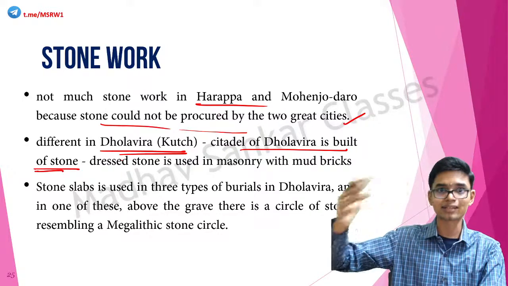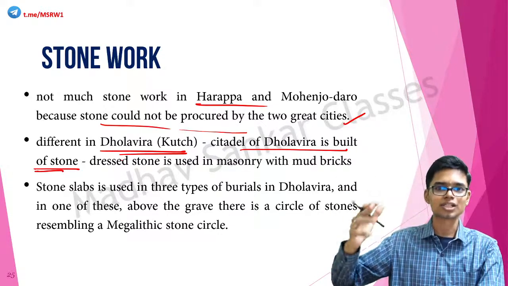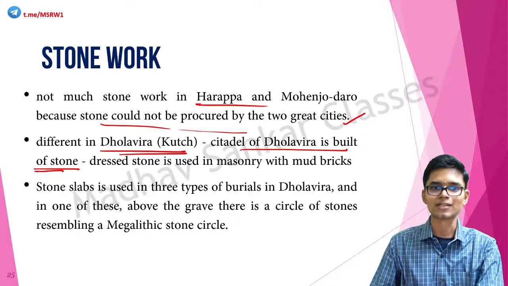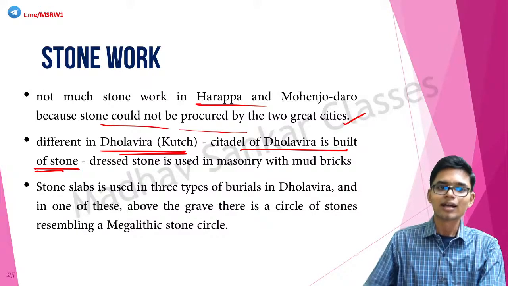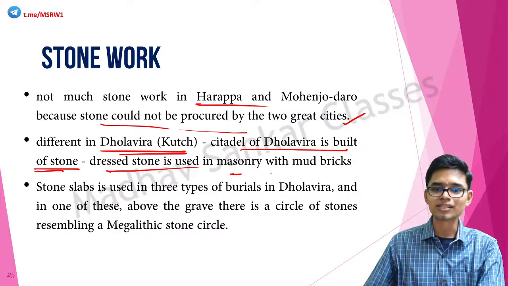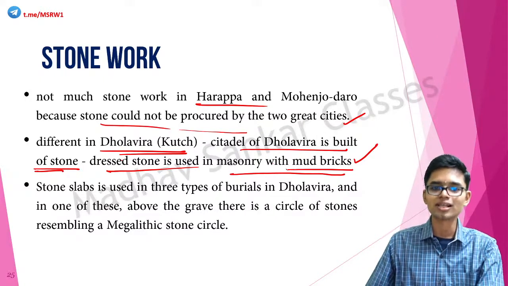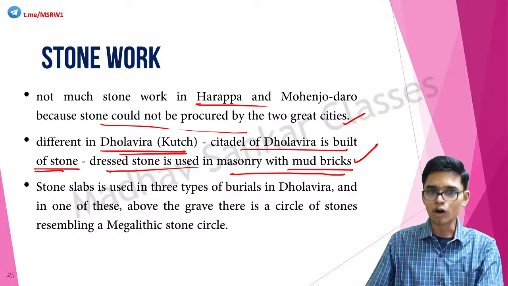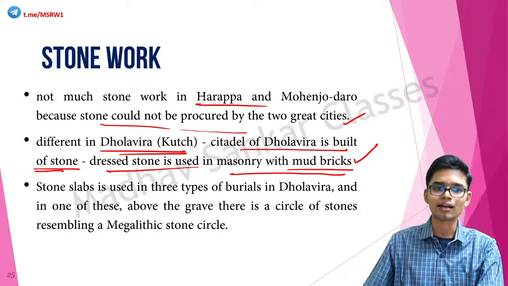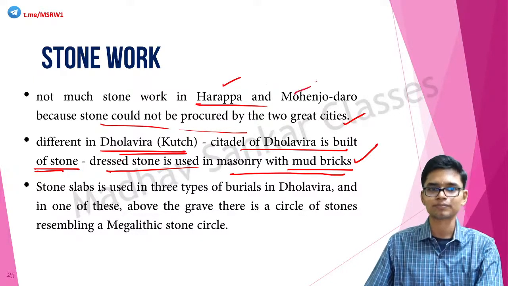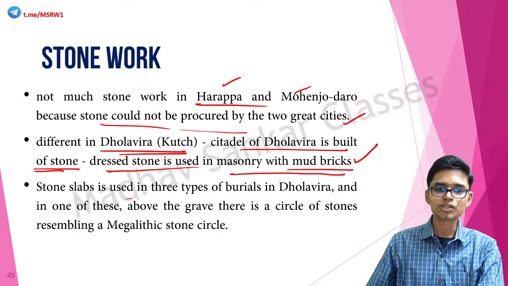So this is one exception regarding the stone structures in Harappan civilization, Indus Valley civilization. Clear? Dressed stone is used in masonry with mud bricks. So in Dholavira, we come across stone structures and masonry with mud bricks. We do not find much of a stone structure in Harappa or Mohenjo-daro.